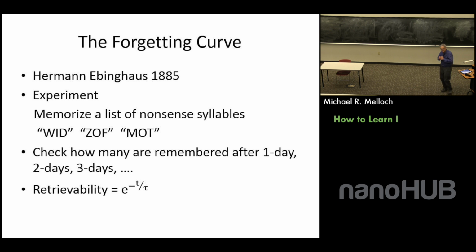Okay, spaced versus massed. This relates to memory, very important thing to learn. This was an experimental study that Hermann Ebbinghaus did in the 1880s. So he created this list of words, nonsense syllables, three letters. The first and third were consonants, the middle one was a vowel, like wid, zoff, mott. And he took a set of these and he memorized them. Then he came back the second day to see how many he could recall, third day how many he could recall, and so forth. And he found that he was forgetting them exponentially with some time constant.